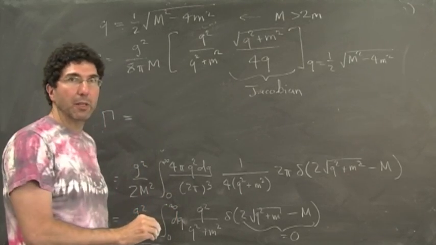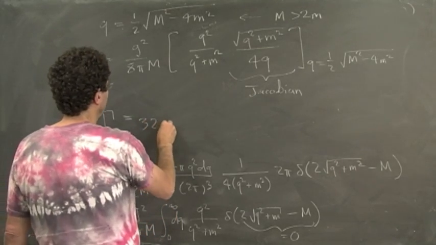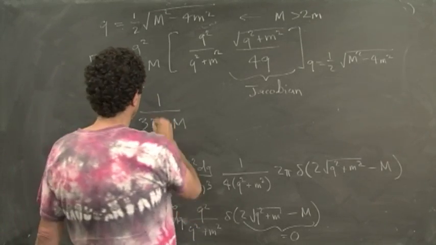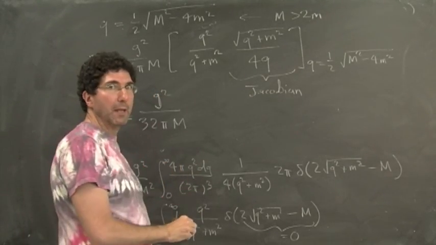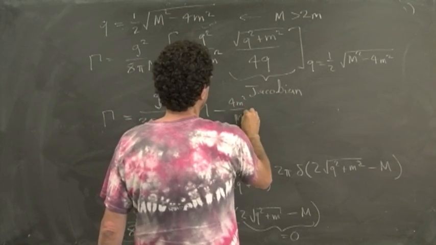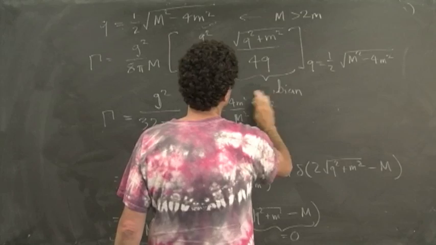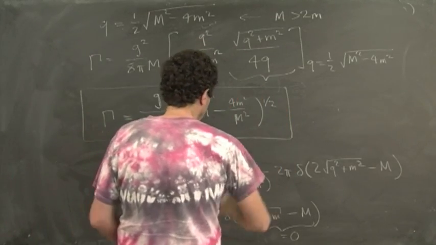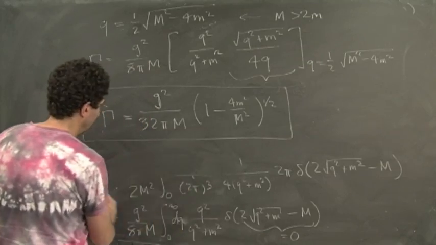So now, if you just do this, there's just a little bit of algebra, and what you get, I claim, is the following. I get 32 pi M, and g squared on top, and then you get this factor, 1 minus 4 little m squared over big M squared, to the 1/2. Let me get rid of this. Okay, and here we go.